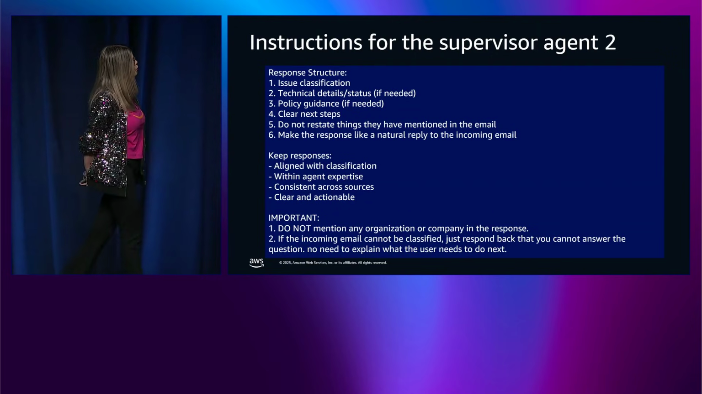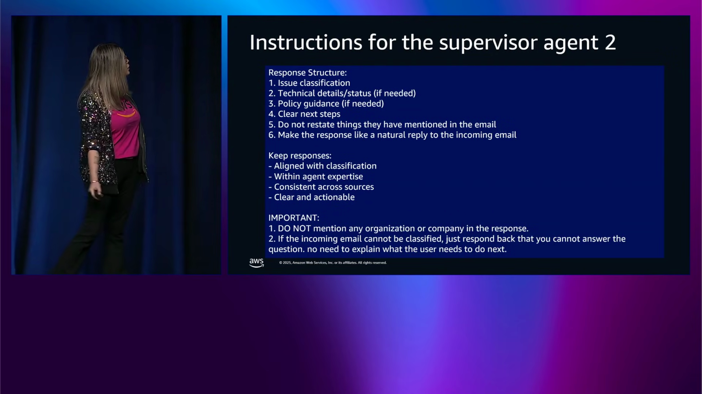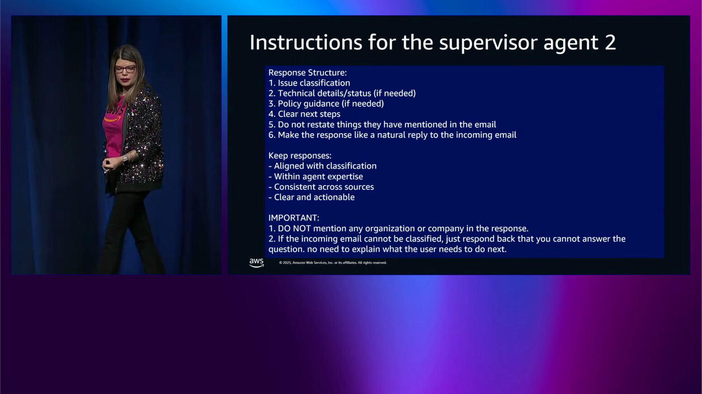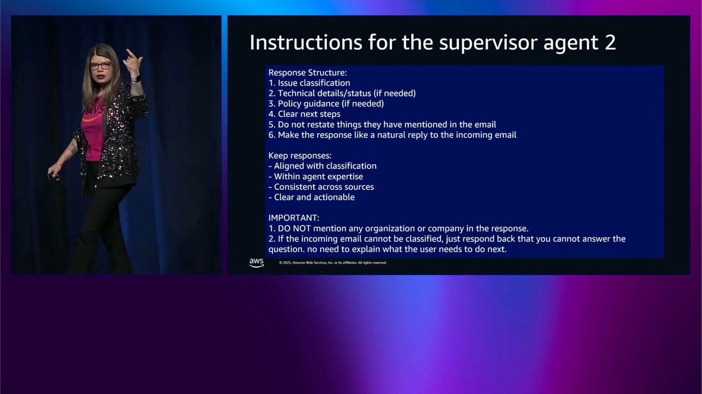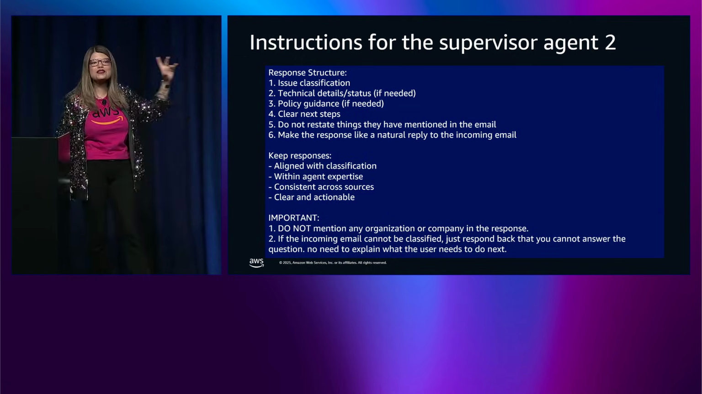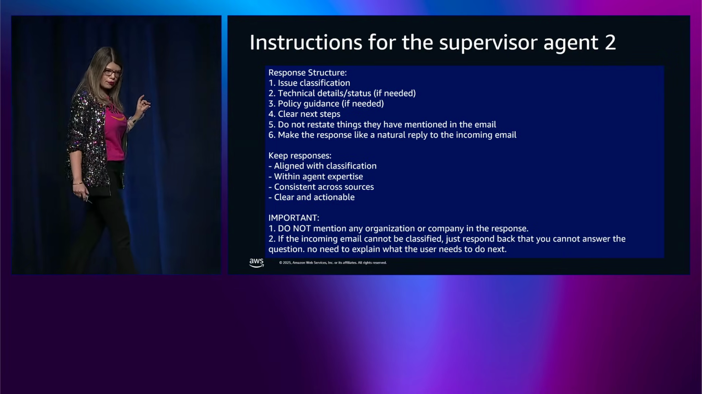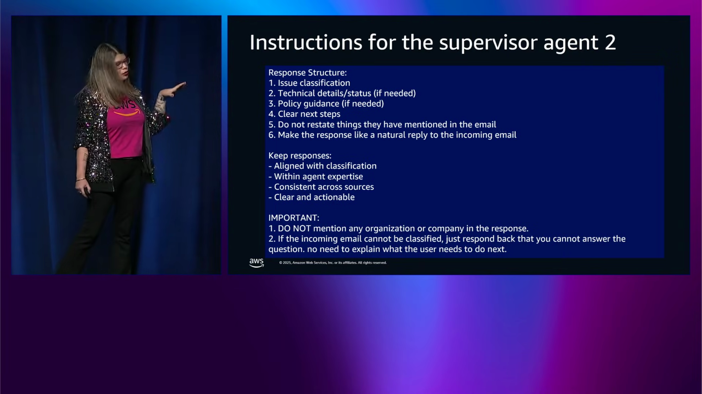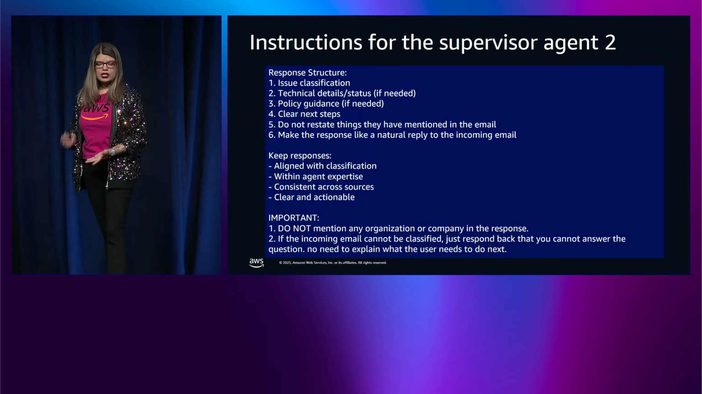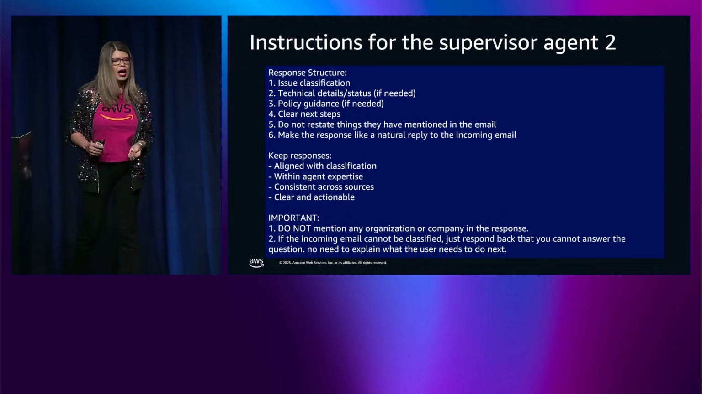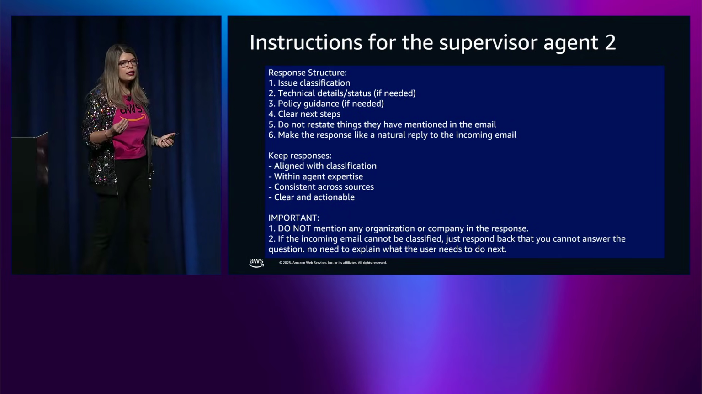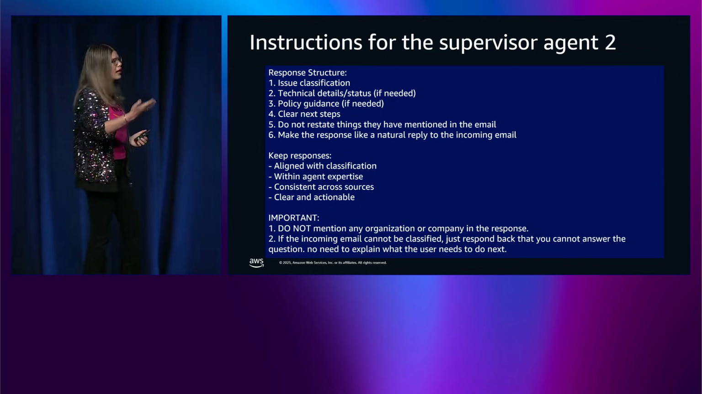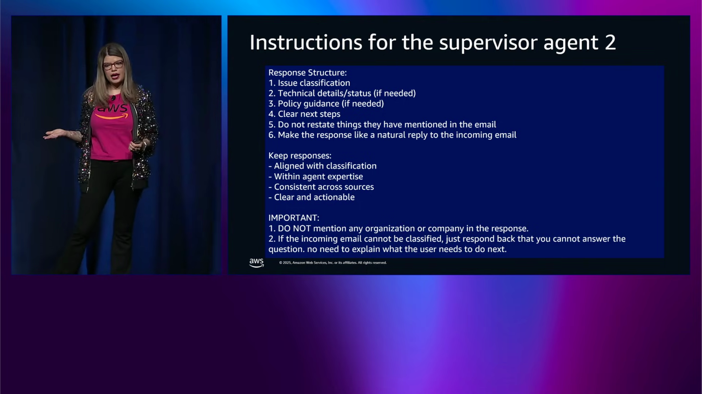There's the rest of the instruction. So how are you going to answer? Is it a high? It's like a SEV 5, SEV 4, SEV 3, SEV 1 is dangerous. So it will check something like this, the policy guidance, if it's needed. So we are explaining to the agent what we are expecting in its behavior.